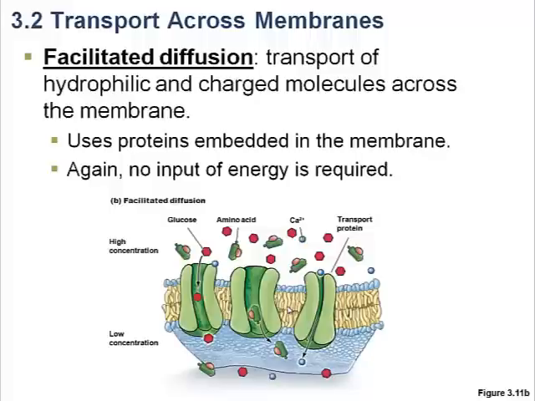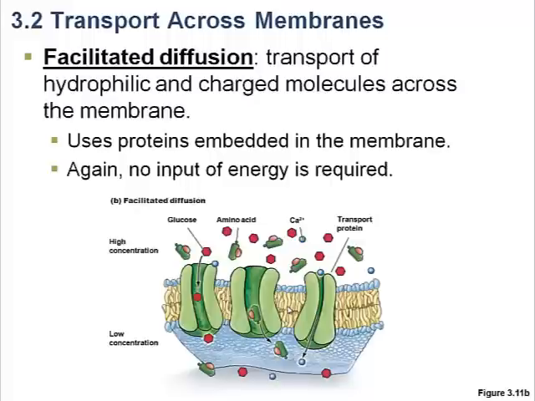So now add this at this point to your definition of diffusion, of at least that type of diffusion. Simple diffusion is simply the movement of molecules across a plasma membrane without any sort of assistance. We want to now draw a distinction between simple diffusion and facilitated diffusion.